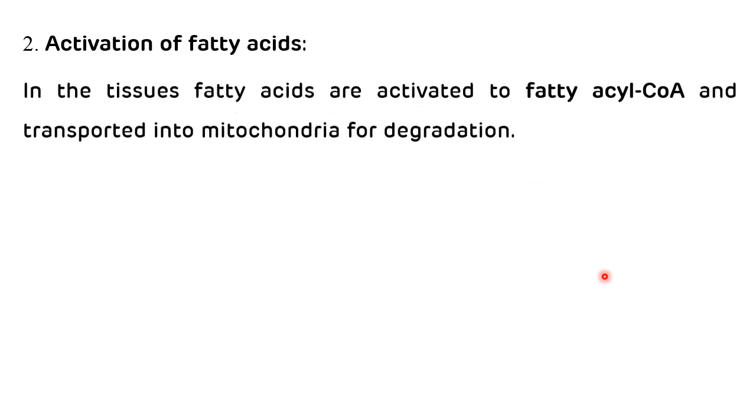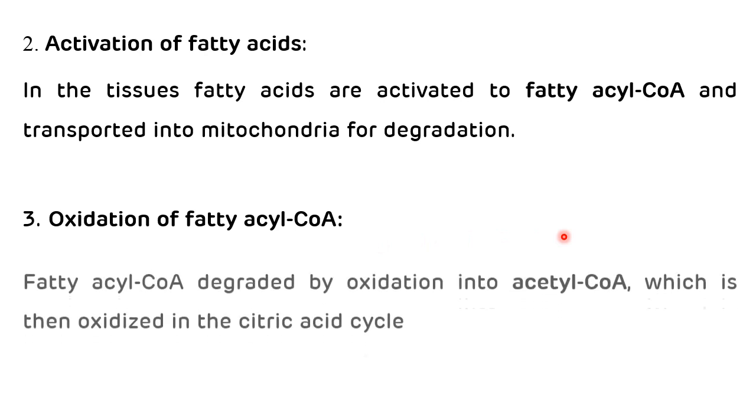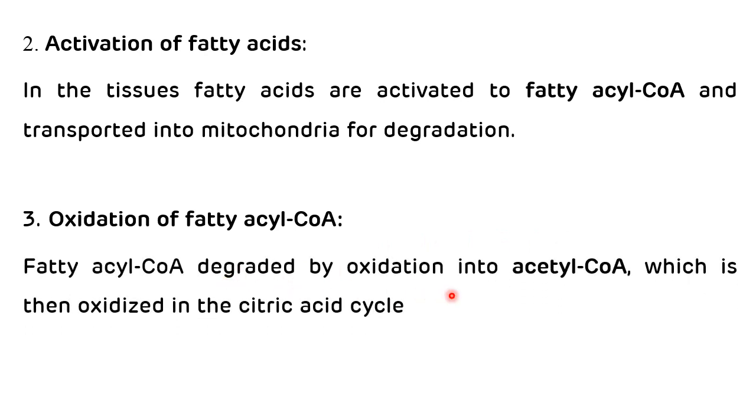The second stage is the activation of fatty acid. The fatty acid which is released at the end of the hydrolysis gets activated into fatty acyl-CoA, and then it gets transported into the mitochondria for further degradation. The third stage is oxidation of fatty acyl-CoA. Here, fatty acyl-CoA is degraded by oxidation into acetyl-CoA, and this acetyl-CoA enters the TCA cycle, which is also called the citric acid cycle, for complete oxidation. These are the three main stages for the oxidation of fatty acid.